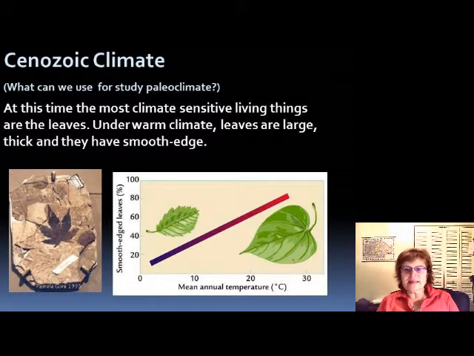Everyone. I think at the very last segment I did a couple of months ago, I finished at the Cenozoic Climate, and I just realized I haven't finished this, so here I am.